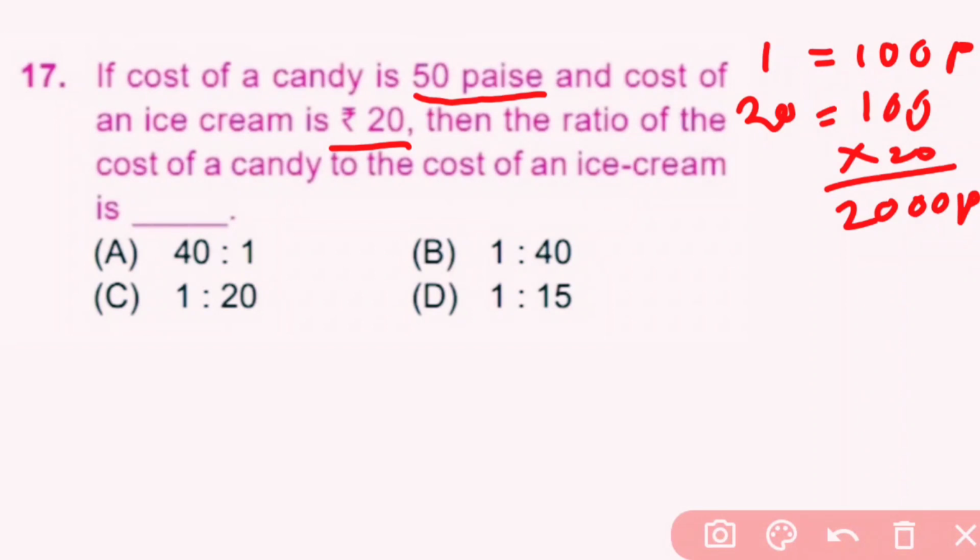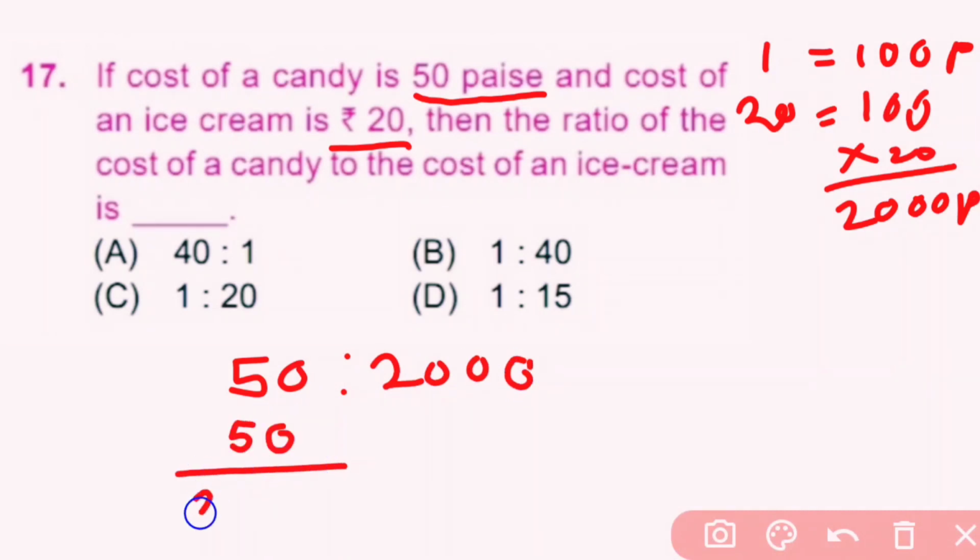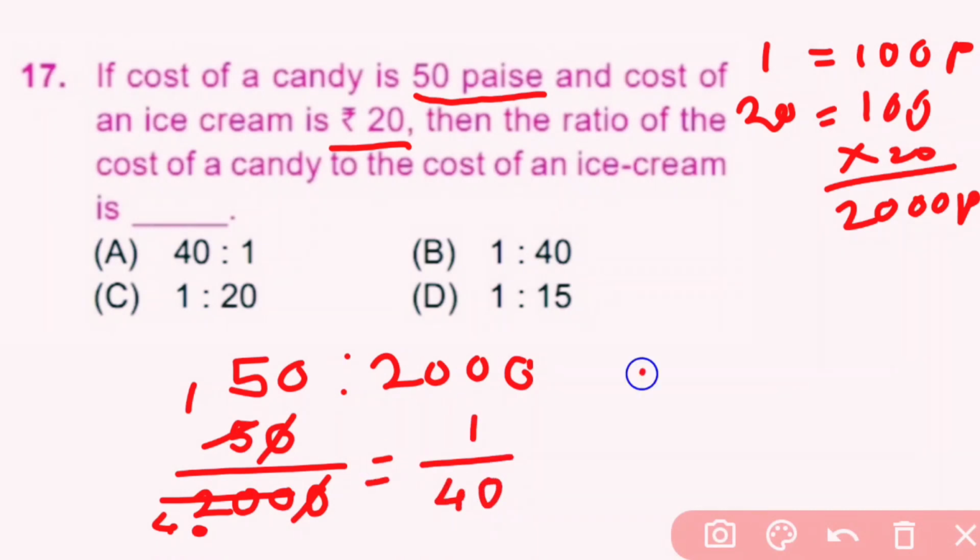Now the cost of candy is 50 and the cost of ice cream is 2000. It is the same as 50 divided by 2000. So the 0 gets cancelled. 5 1s are 5, 5 4s are 20 and remaining 0. So it is equal to 1 by 40 and it is the same as 1:40. So here B is the correct answer.